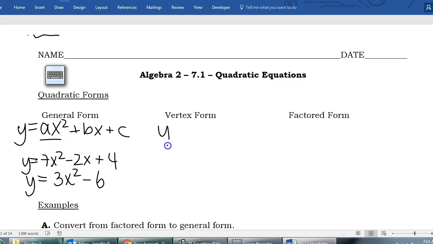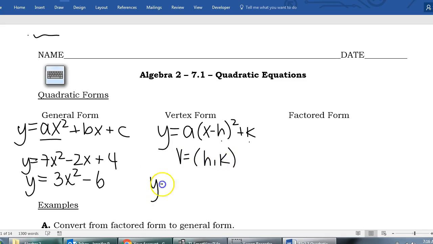Vertex form is anything in the form y equals a times x minus h squared plus k. And if you go back to chapter 5, if you've done that one recently, this is the exact same format that we use to translate or slide the quadratic equations, with the number h sliding the graph left and right, and the number k sliding the graph up and down. So your vertex then is the coordinates h, k.